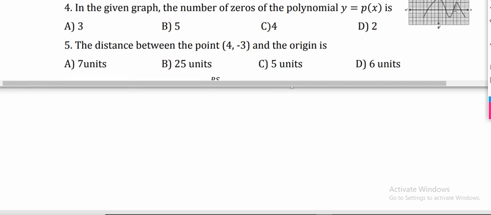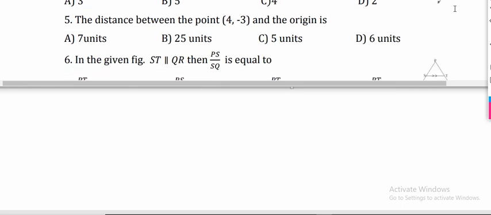The distance between the points 4 and minus 3 with the origin. You observe, the distance with the origin, the formula is d is equal to square root of x square plus y square. This is the formula. Here this is the value of x and this is the value of y. Therefore that means 4 square plus minus 3 whole square.